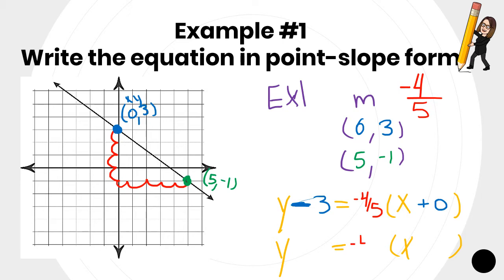Same slope, that doesn't change. But now let's use the green point that I identified. The x is 5, but I got to change the sign. The y is -1, but I got to change the sign. So both are correct answers.